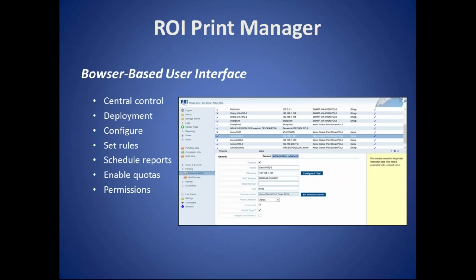So ROI Print Manager is a browser-based interface. It's basically a server that sits inside the customer's firewall and simply collects data as users print, and then your on-site server will connect to that and extract that data out and bring it up into Central for you. But as this server sits there, it's really the central control for the ROI Print Manager product, where we can deploy our agents, where we can deploy our embedded app. This is where we can actually configure and set the product up. It's where we set print rules, schedule our reports, put our quotas in place, and also set various permissions.